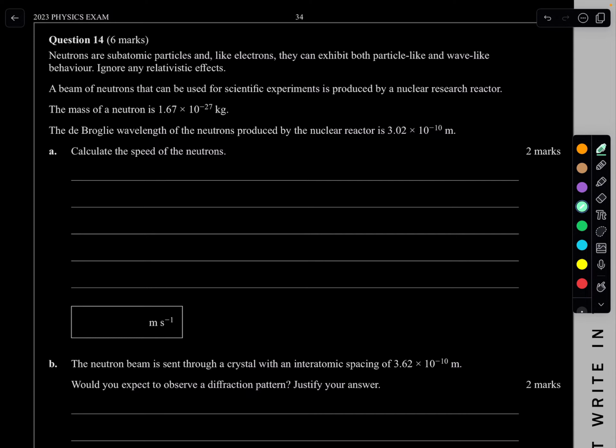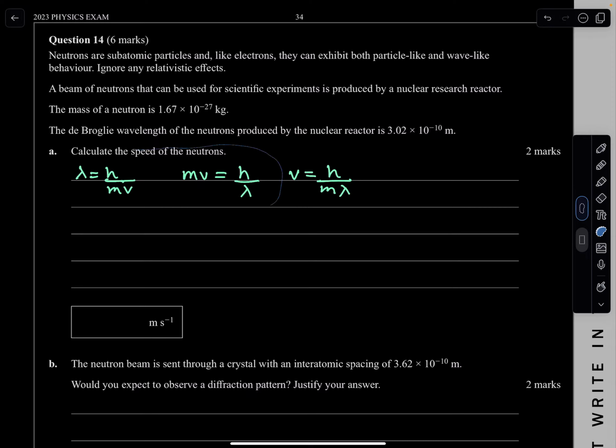So we're given the wavelength. We know that the wavelength is h over momentum, and momentum is basically mv. Rearranging to get velocity, mv equals h over wavelength, and multiplying both sides by 1 over m, we get v equals h over m wavelength. That's the formula we're going to use to calculate our velocity, and we want it in meters per second, of course.